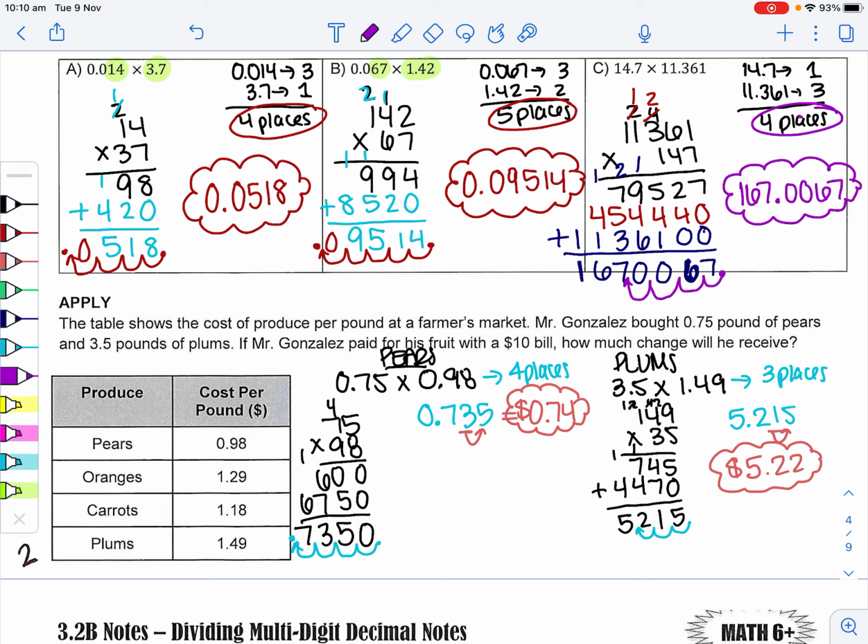Now I've got to figure out the total cost. Well, the total cost is going to be to add those two things together. So I'm going to do 5.22 plus 0.74, lining up those decimals. So 6, 9, and 5, so 5.96.